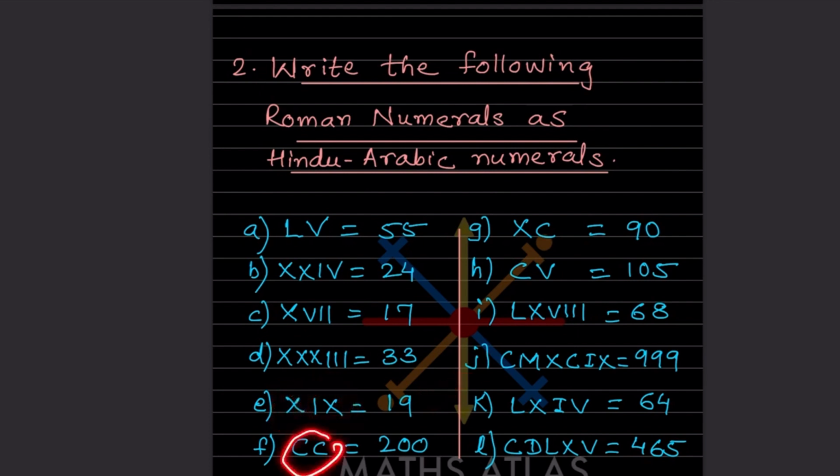And CC is 200. Now XC is 90. So now what is that? C will be 100, and this is going to be 5, that is going to be 105. LX stands for 60, and this is 8, so 68. So now what are you going to do here? That is 999. So what are we going to do? 900 means CM. This is 90 and this is 9. Hope you understood. So here 60 and 4.